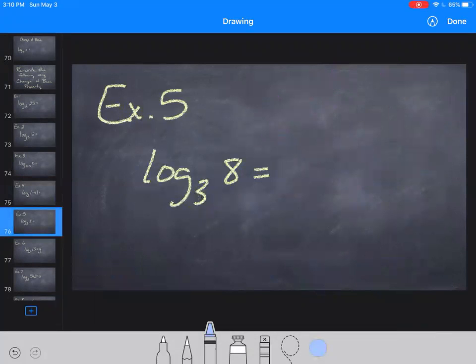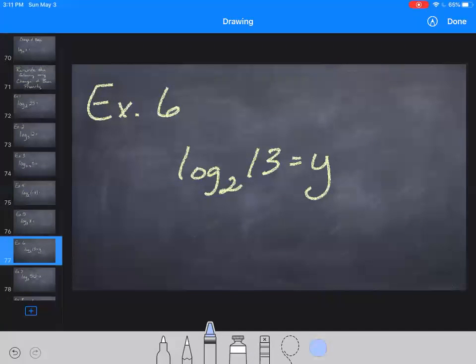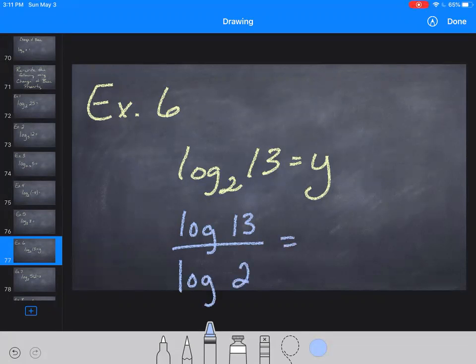Let's take a look at example 5. I have log base 3 of 8. We could rewrite this using our change of base property. I would have log of 8 divided by log of 3. If I had log base 2 of 13 is equal to y, I could rewrite this using my change of base property and say it's log of 13 divided by log of 2 is equal to y.